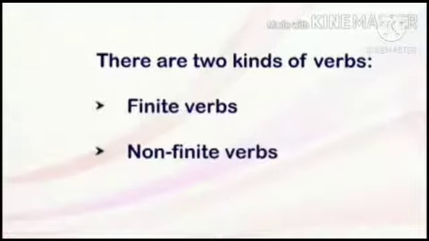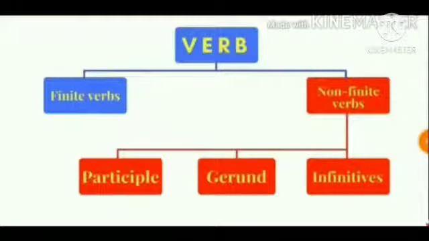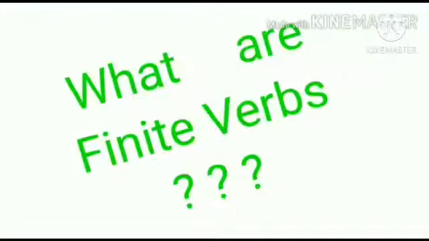So, there are two kinds of verbs. They are finite verbs and non-finite verbs. And in the image, you can see non-finite verbs are further divided into three parts, that are participle, gerund and infinitives. So let us understand what are finite verbs.